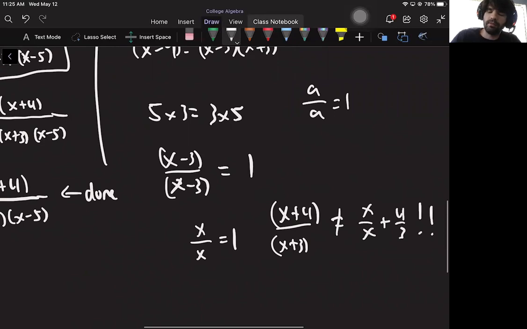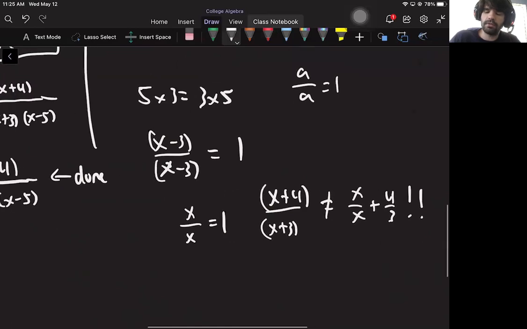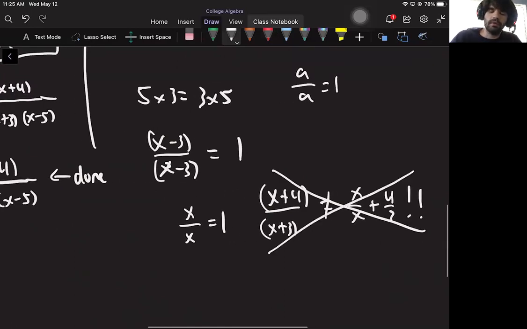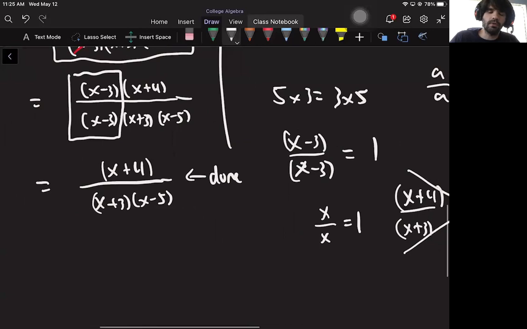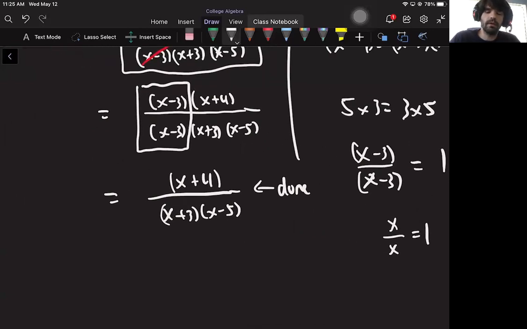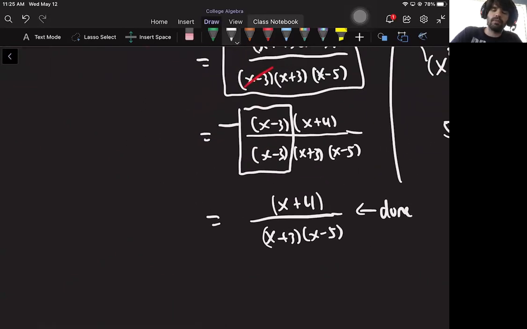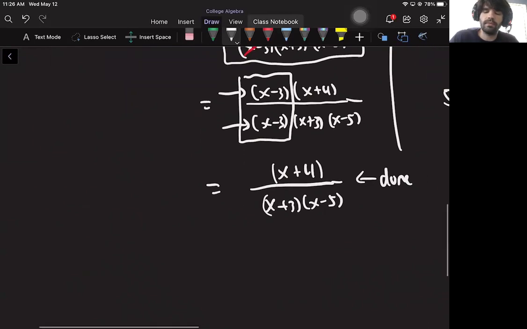That's not how fractions work. You can't just split them up like that. When you add them, you have to do common denominators. So never try to cancel like that. You can only cancel multiplication over multiplication. So if you see a term being multiplied on the top and the bottom, then you can cancel it. Like these x minus 3s are both being multiplied on the top and the bottom to the rest of it. So that's why they can cancel.